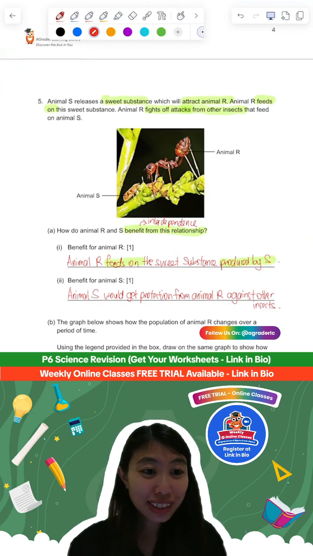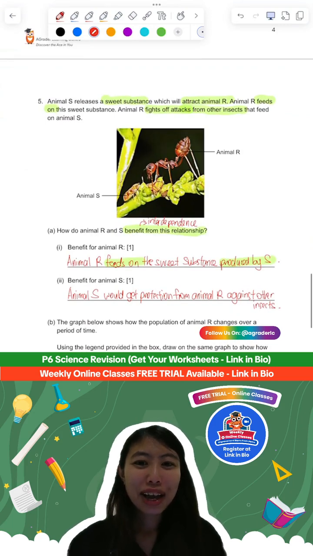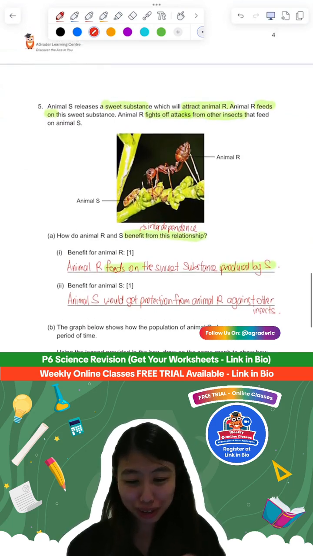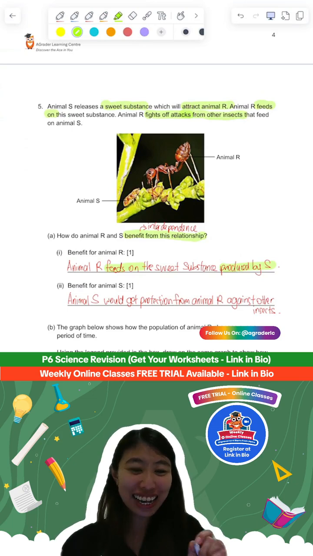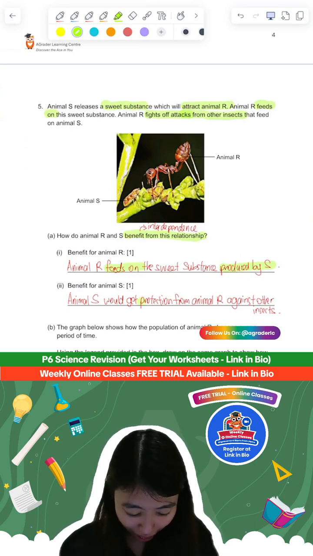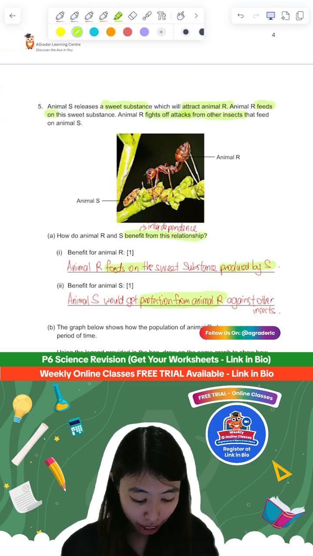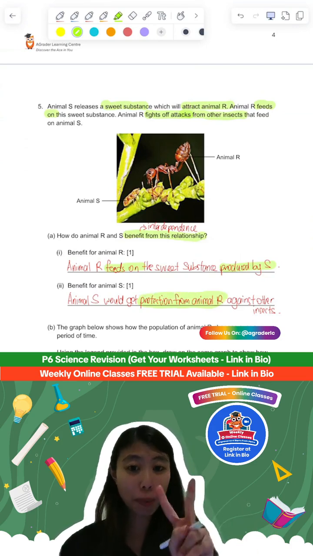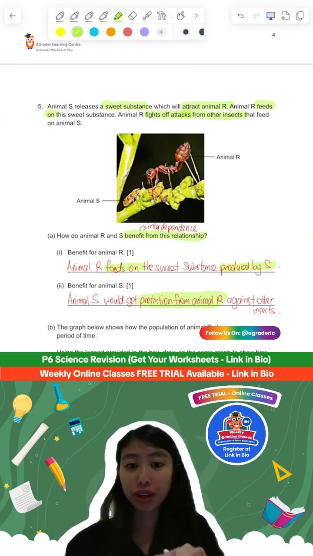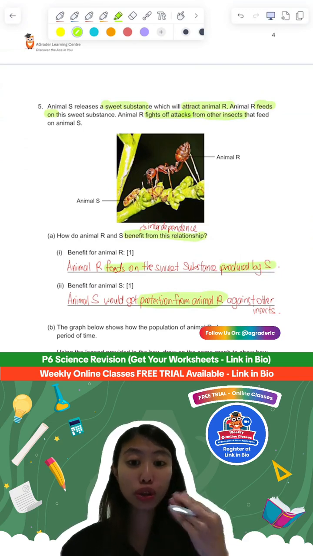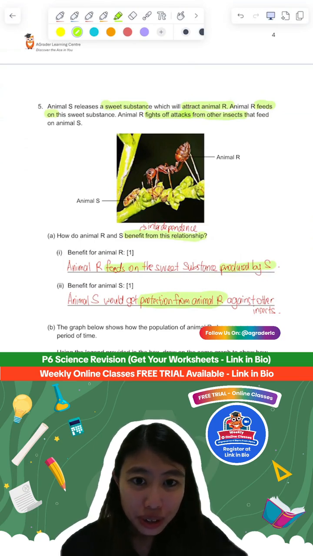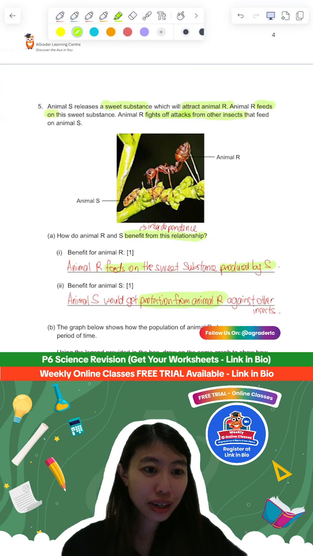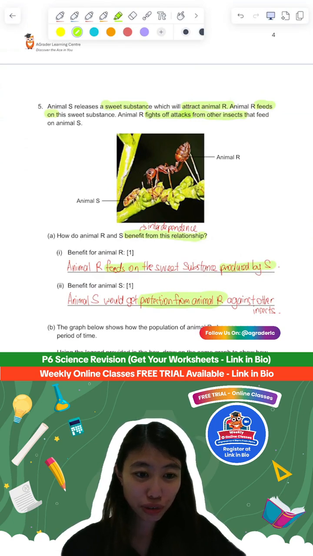I'm going to highlight the key thing again. You must say that S gets protection from R. So you will notice that you have to mention both the animals in the benefit, to show your teacher that you know that they help each other. Everyone okay? I'm going to move on. Thank you for all your answers.